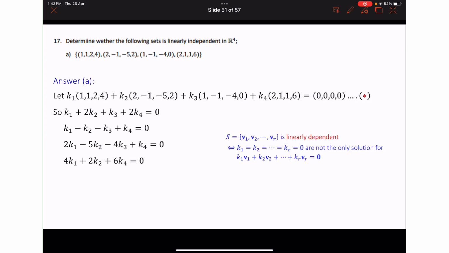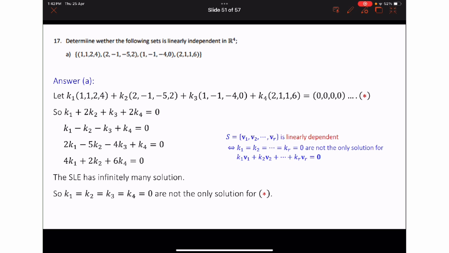So, to get that, we solve the system of linear equations, and we find that the system has infinitely many solutions. Whenever the system has infinitely many solutions, that means K1, K2, K3, K4 equal to 0 are not the only solution for the star equation. Therefore, it is linearly dependent.